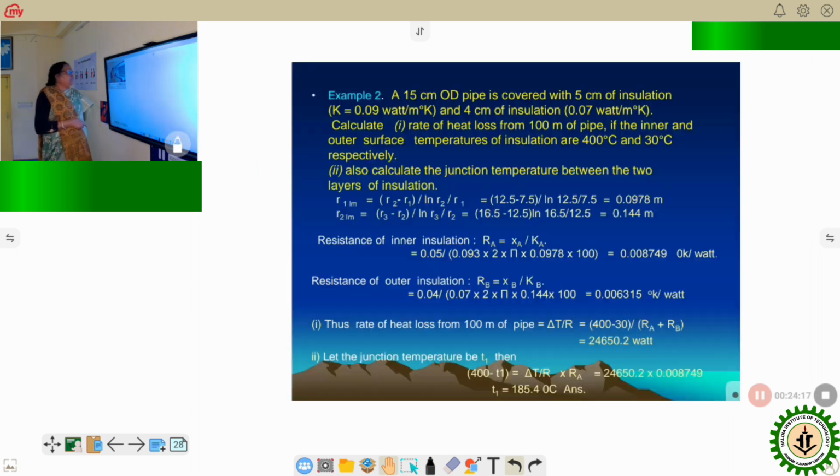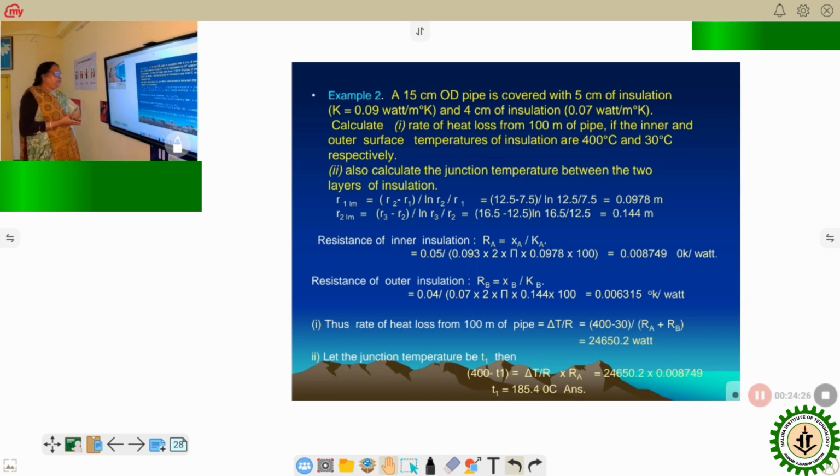And the next problem is to find the value of the junction temperature between the two layers of insulation. The procedure is we have to find the resistance offered by the individual insulations, say RA and RB, then sum them to get the total resistance capital R offered by the two insulations, and the rate of heat loss from a certain length of the pipe we can find from delta T by R. Let the junction temperature be small T1, then the outer surface temperature minus T1 is equal to delta T by R into RA. And from this we can find T1, the junction temperature, very easily.